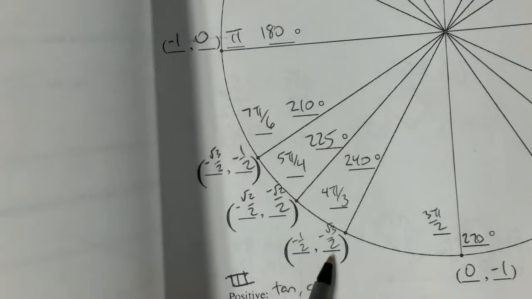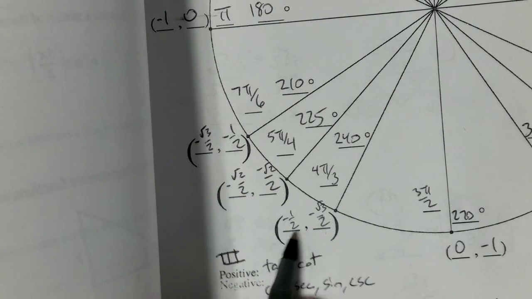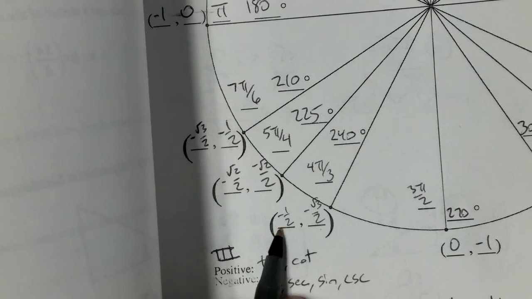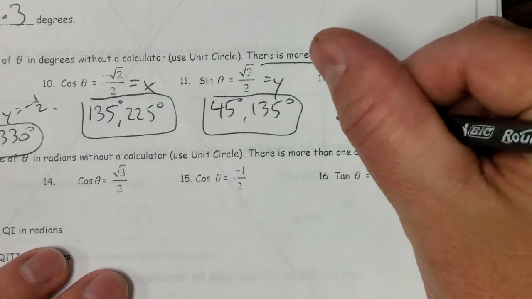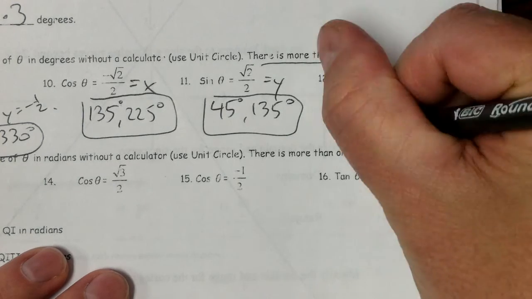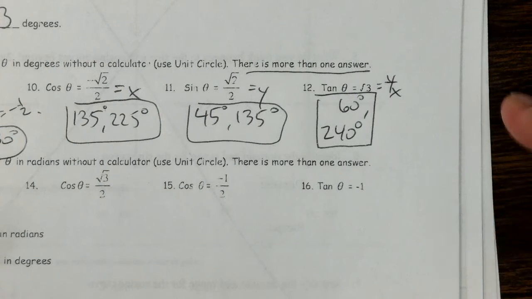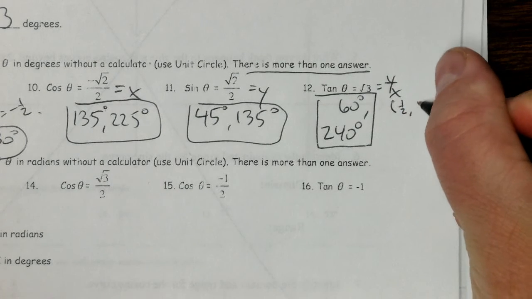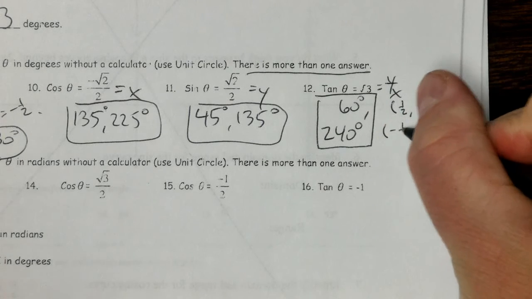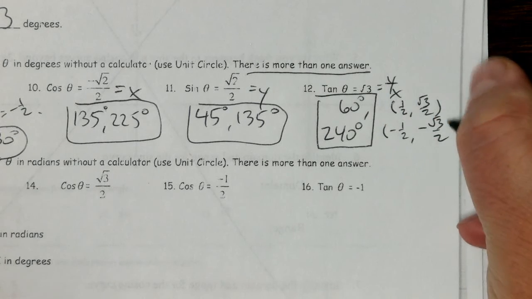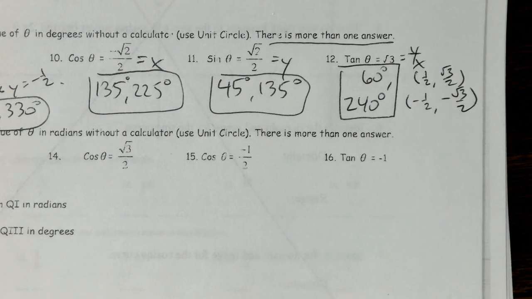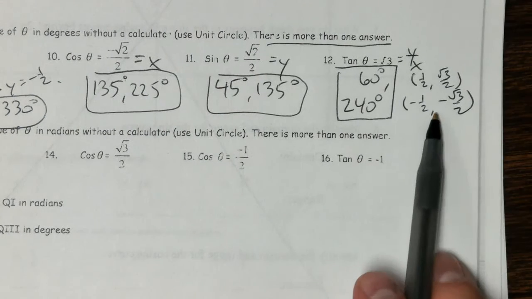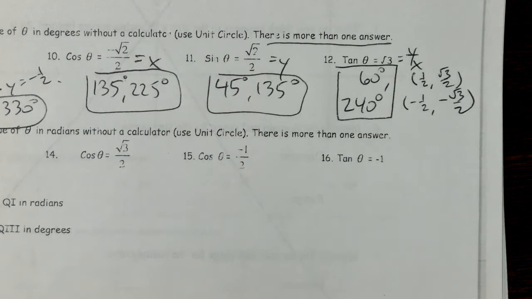And the other one where it's negative square root of 3 over 2 divided by negative a half, that would be square root of 3 also, and so that's 240. Again, if you want to write down the ordered pair, you can, but that's optional. That's basically how I figured it out. It's y over x, so we had to use the square root of 3 over 2 as y, or negative square root of 3 over 2 over negative a half.